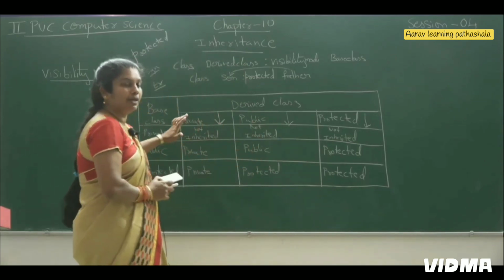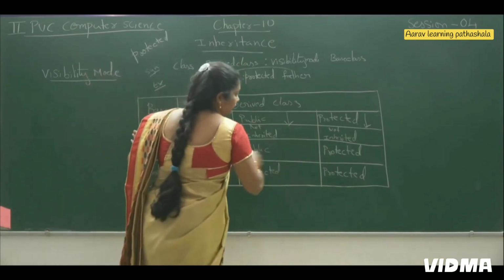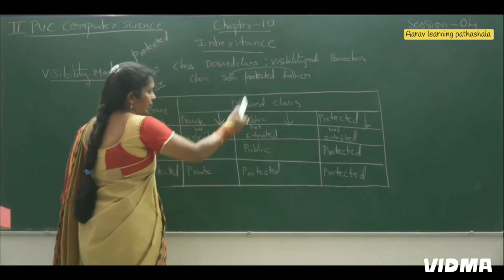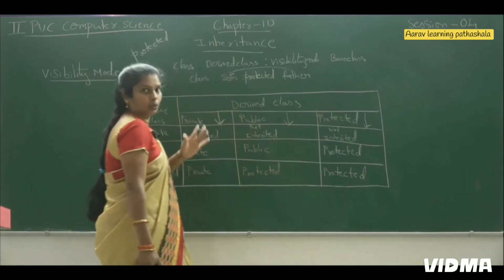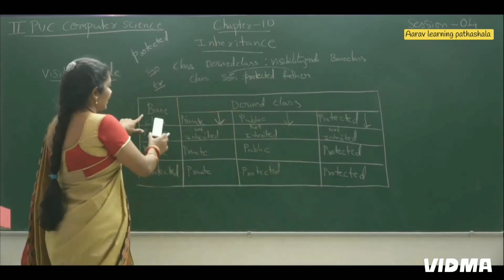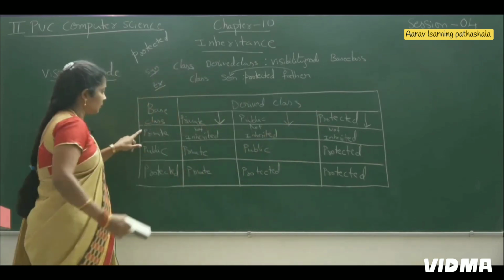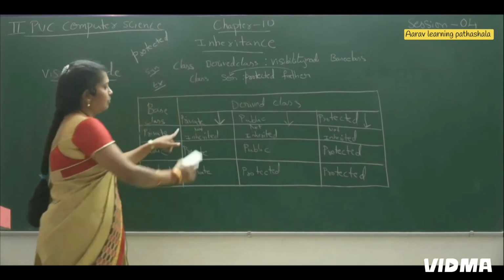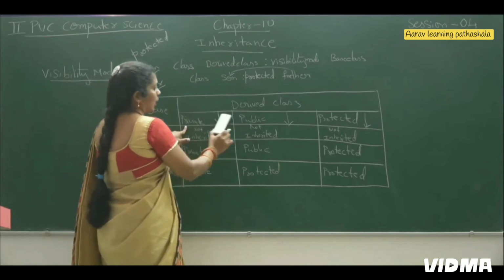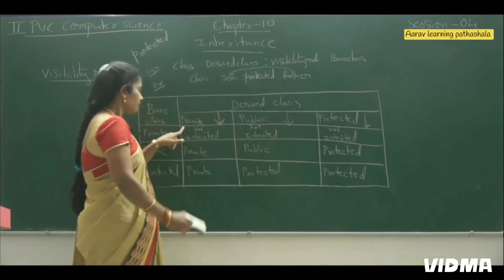While writing this table, write it in horizontal format. While explaining, write it column-wise, that is, in vertical format. While writing, first write the base class, then the derived class. In the base class also write private, public, protected. In the derived class also private, public, protected.